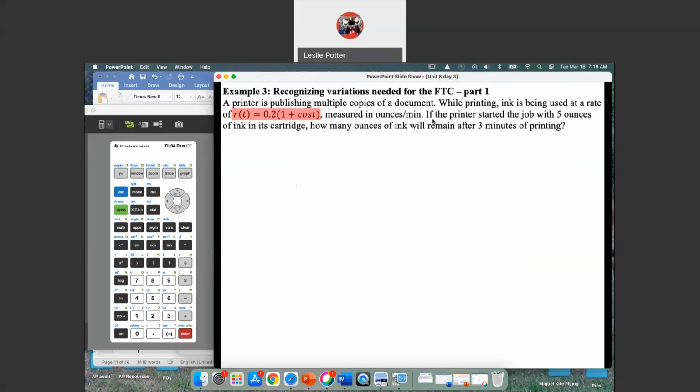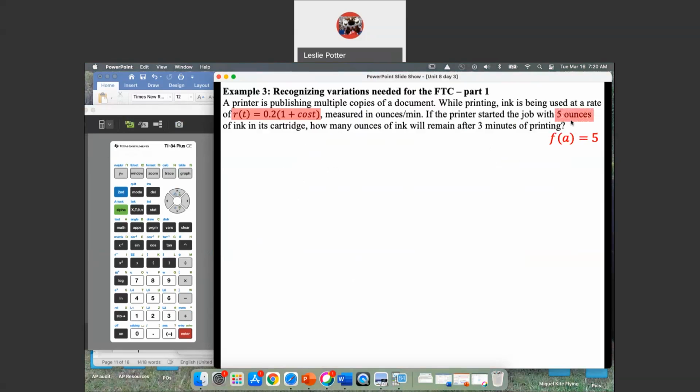And of course, if we read on here, the printer started the job with 5 ounces of ink in the cartridge. How many ounces of ink remain after 3 minutes of printing? Obviously, if you get an answer that's bigger than 5, just from contextually looking at the problem, that wouldn't be the right answer. So hopefully you'll use that as an indicator that you forgot a negative sign on the rate.